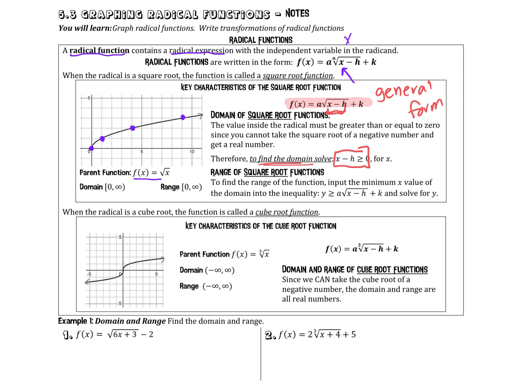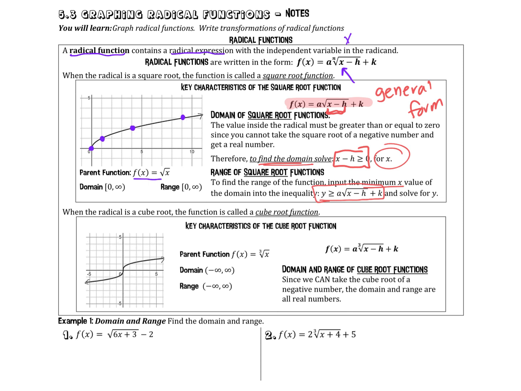Now, if the domain isn't 0 to infinity like the parent function, that means the range isn't going to be the same either. To find the range, you'll use that minimum value you found for x, and you're going to plug it in for x into this inequality, y greater than or equal to a times the square root of x minus h, plus k, and you're going to solve for y. So that's how you can find the domain and the range of a square root function.